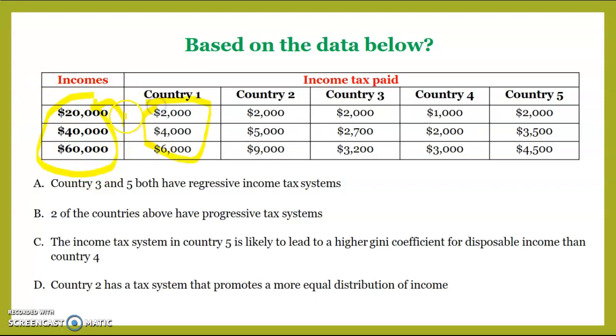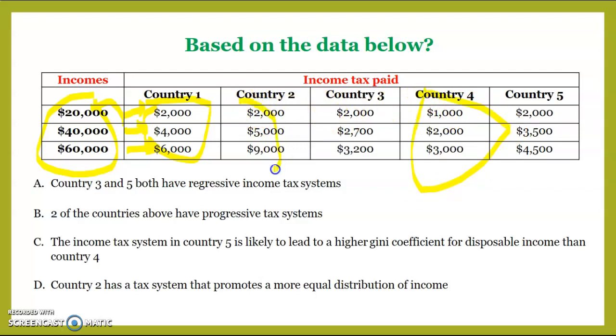You can see that you're paying 2,000 on 20,000, 4,000 on 40,000, and 6,000 on 60,000. So you're paying a flat 10% of what you earn, which means that's a proportional tax because the rate stays the same. You still pay more tax if you earn more, but the rate stays the same. And same with this one here, the rate staying the same because you're paying a flat rate of 5%.